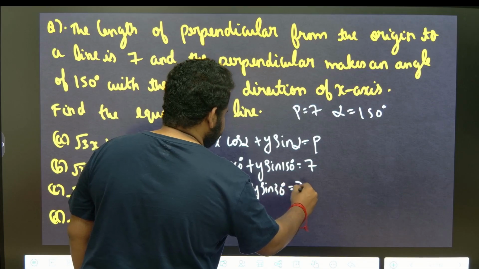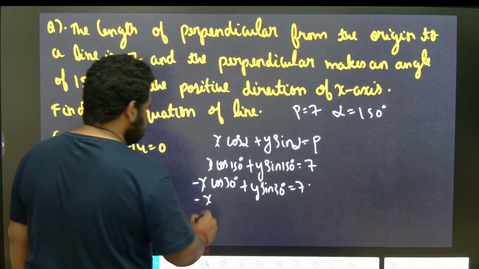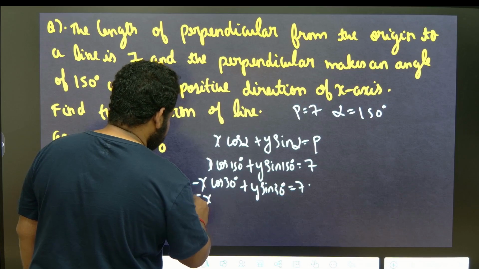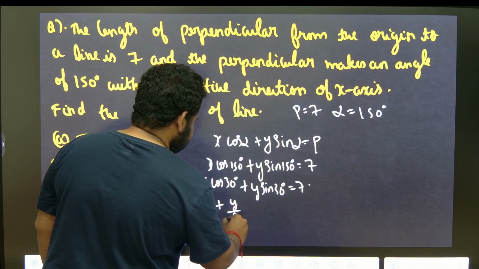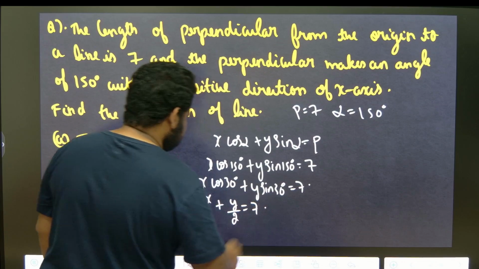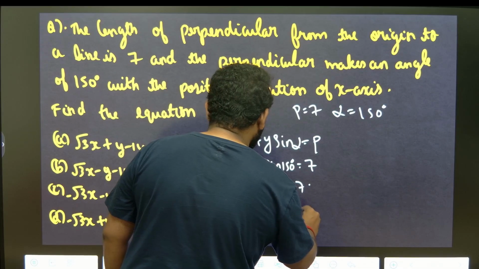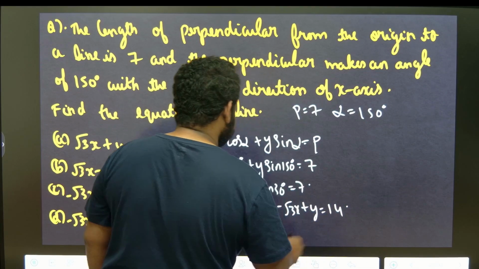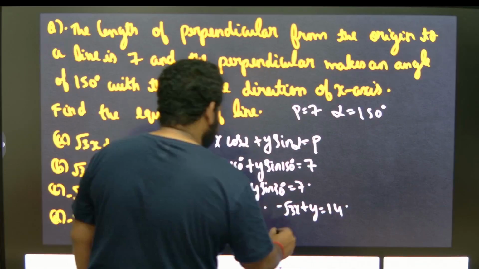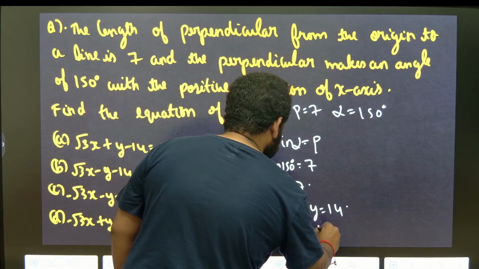is equal to 7. So this will become what? Minus x times cos 30, which is root 3 by 2, that is minus root 3 by 2 x plus y by 2, because sin 30 is 1 by 2, is equal to 7. So this will get us minus root 3 x plus y is equal to 14. So this will become minus root 3 x plus y minus 14 is equal to 0.